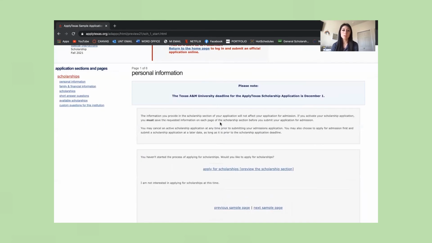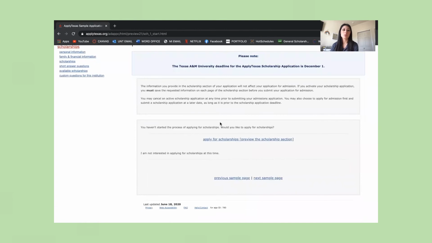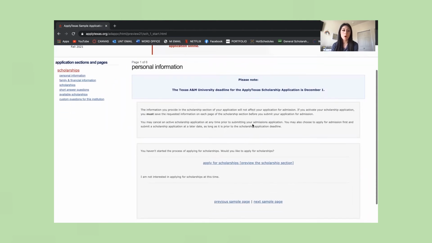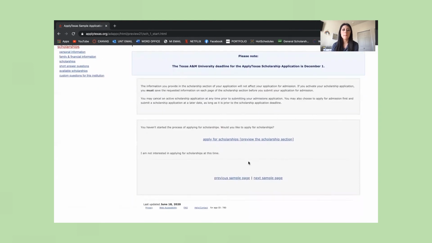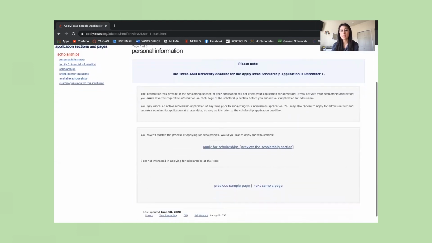So this section is just going to ask some simple questions. It's going to ask you if you would like to apply to scholarships, or if you're not interested in applying for scholarships, you can just go ahead and click that as well. It's probably going to look different on the student's end, but pretty much this is what this page consists of.